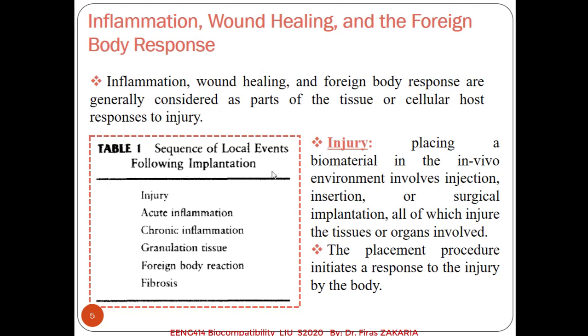So following the implantation of a biomaterial in vivo, meaning inside the body, we have many processes, including, at first, injury. The implantation of a biomaterial often creates a wound. Without a wound, without a surgical operation, we cannot implant the biomaterial. A wound causes bleeding, and so the blood typically makes first contact with the implanted biomaterial. This is for the injury.